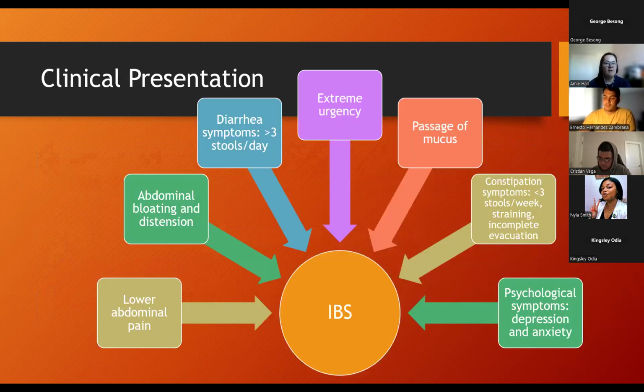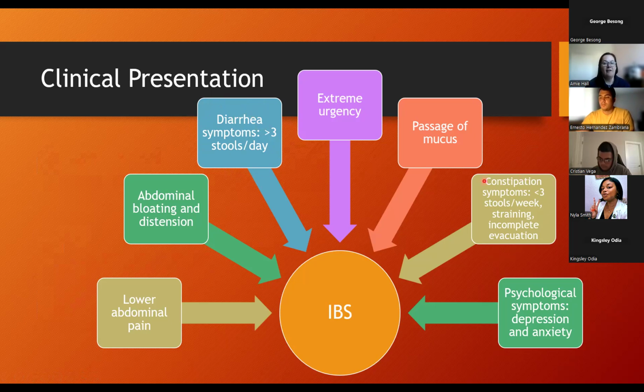So what do these patients complain about when they're diagnosed with IBS? They have lower abdominal pain. They have abdominal bloating and distension. They can have diarrhea symptoms, and diarrhea is defined as more than 3 stools a day, all right? Because it's important how we define things. When we're talking about IBS, diarrhea is defined as greater than 3 stools per day. Sometimes these patients will have extreme urgency. Sometimes they will have mucus in their stools.